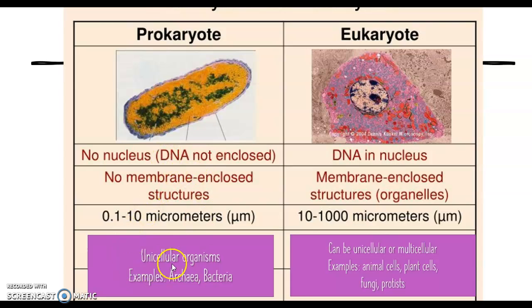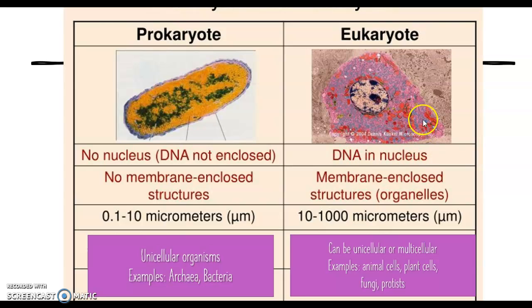These are unicellular, uni means 1. Unicellular organisms, for example, archaea and bacteria. Those are 2 types of prokaryotes. Now, the other type is the eukaryotes. The eukaryotes have, as you can see, a well-defined nucleus. You can tell where the nucleus is at, and it has DNA inside there. So the DNA is in the nucleus.